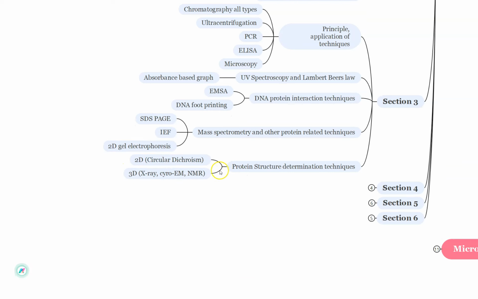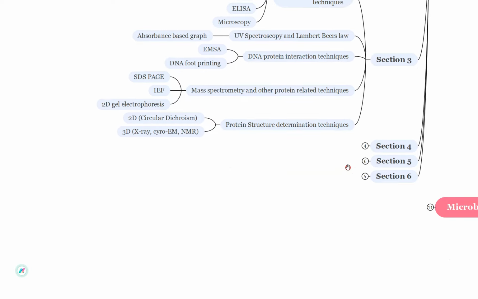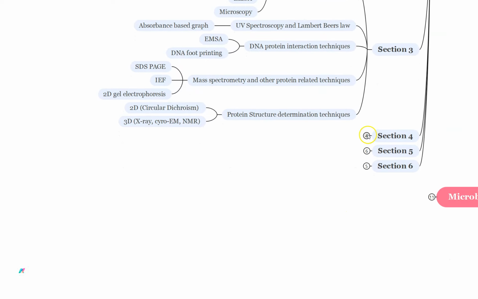And protein structure determination techniques. For example, to study the 2D structure, how you will use circular dichroism, or for studying the 3D structure, you will use X-ray crystallography or cryo-electron microscopy or NMR. You need to know all of these principles and working techniques.